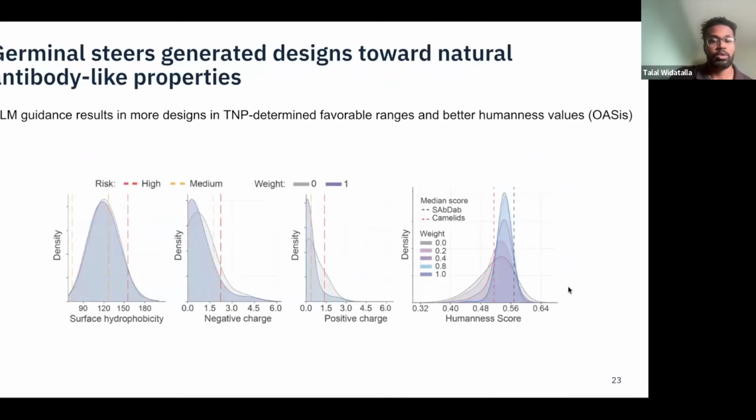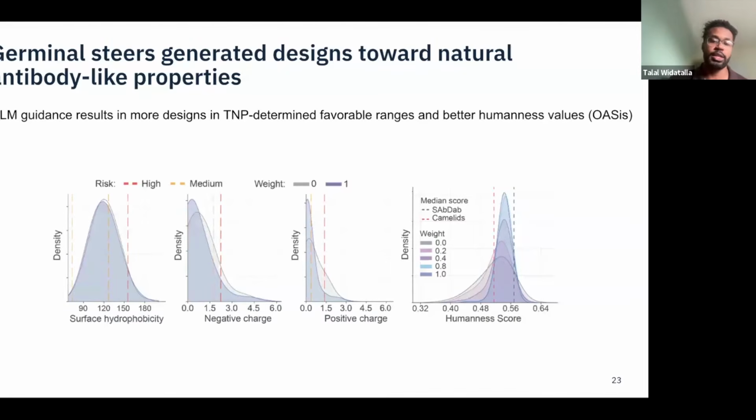Right. And we actually see that using IGLM within Germinal steers our generated designs towards natural antibody-like properties. For this analysis, we use the therapeutic nanobody profiler, which comes from the Dean Lab. Essentially, how this profiler works is they take essentially all the clinical antibodies, and then they look at very key properties, and then are able to come up with thresholds for low, medium, and high risk.